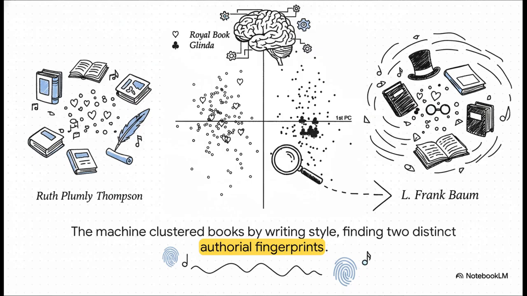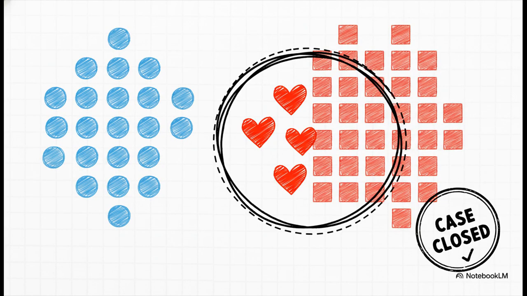And look at this. With no labels, the machine found two totally distinct clusters. You can see on one side all of Baum's known work, and on the other, all of Thompson's. The machine found two separate authorial fingerprints all on its own. So, the million-dollar question, where did the mystery book land?